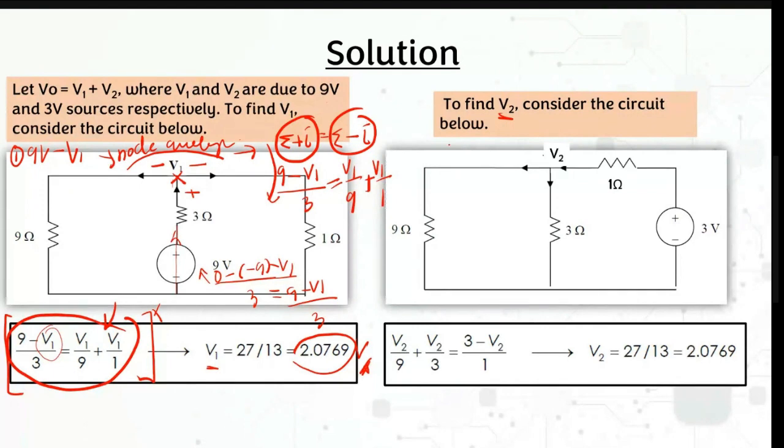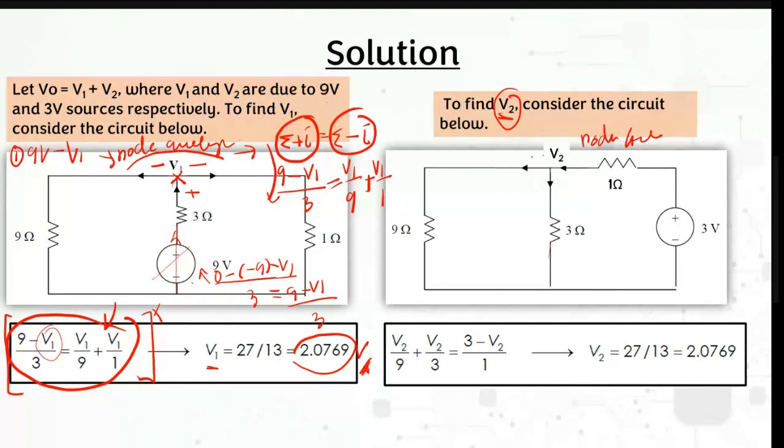So in order to calculate V2, we want to turn off this 9 volts here. When you turn off this 9 volt, you will leave it as a short circuit, and then you will leave this 3 volt here, this side. It's the same thing, we will use the node analysis as well to calculate this V2. So just follow the current directions here.